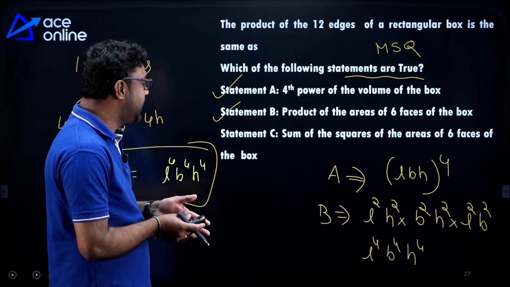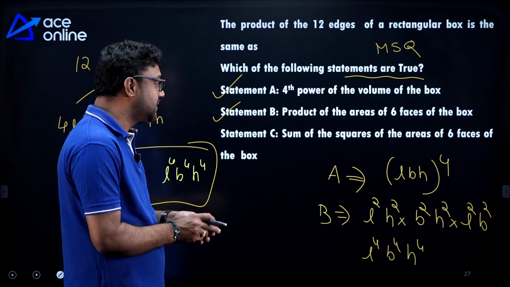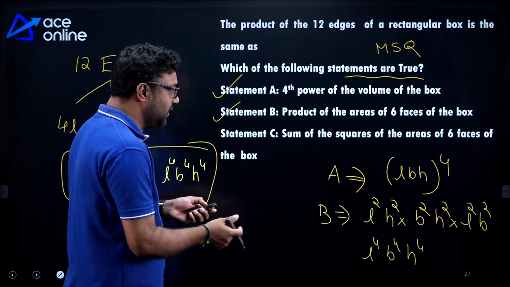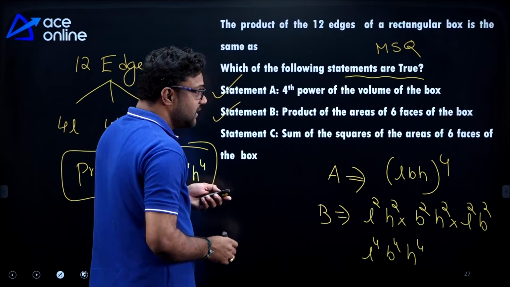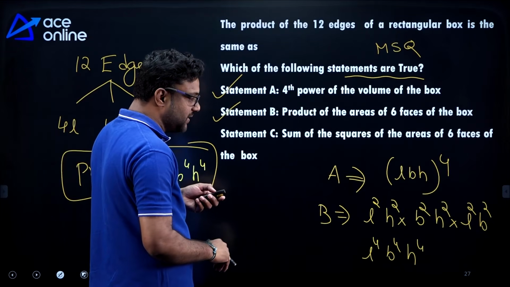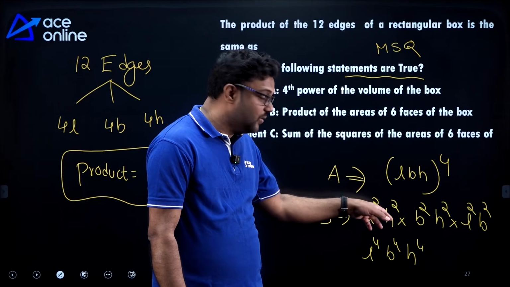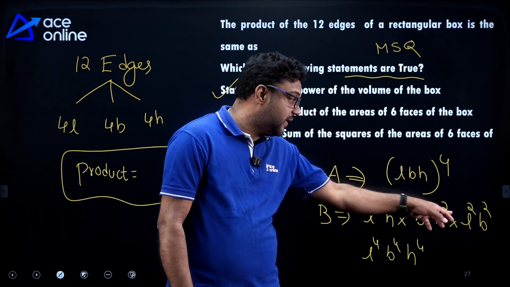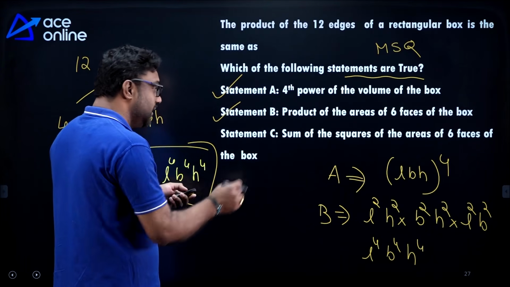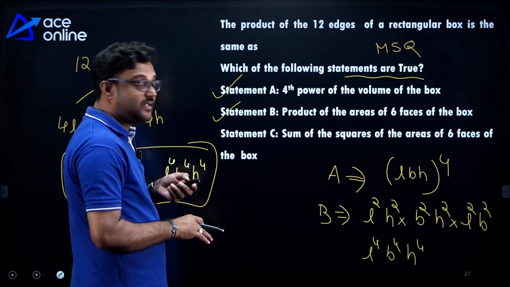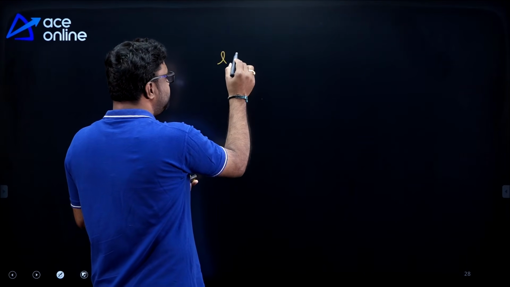Next, the sum of the squares of the areas of the 6 faces of the cube. Sum of the squares of the 6 faces. The 6 faces we just mentioned, if you take the squares and sum them, it won't give that. So you square LH, whole square, BH, whole square, LB, whole square. If you add all that, that's what they want to convey. The 6 faces, squares we have to add. So first face, LB.